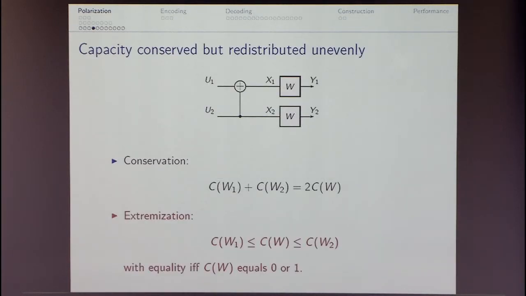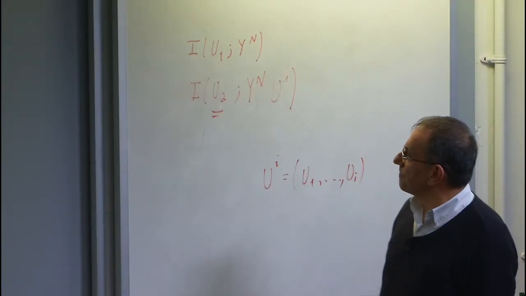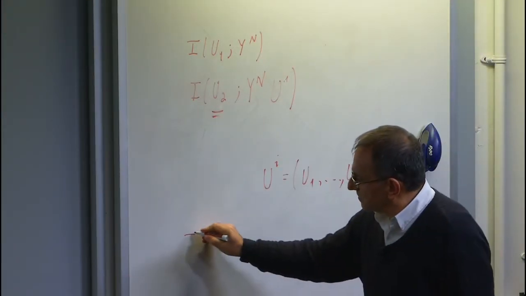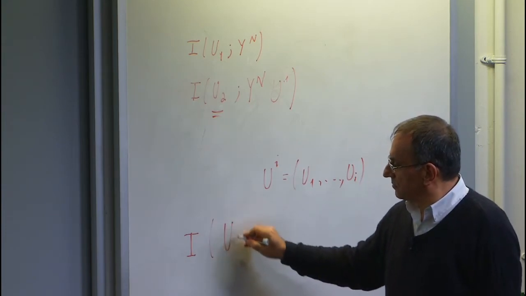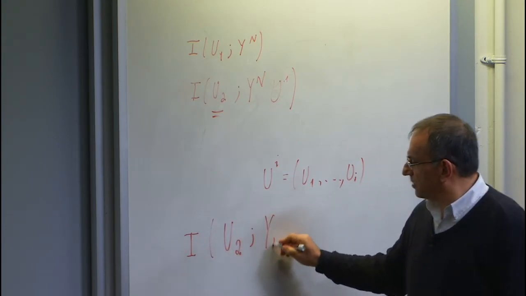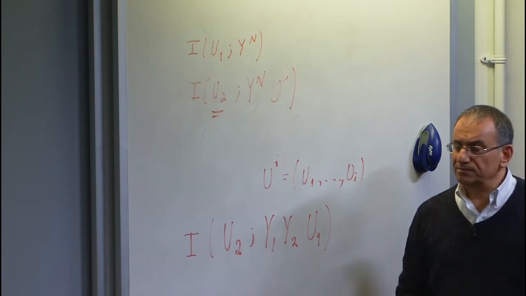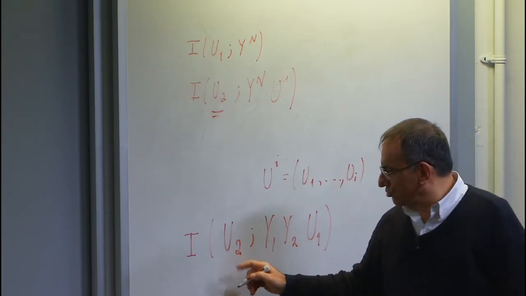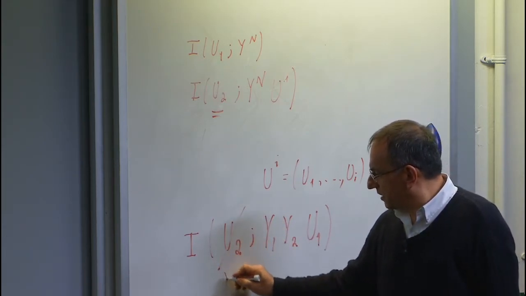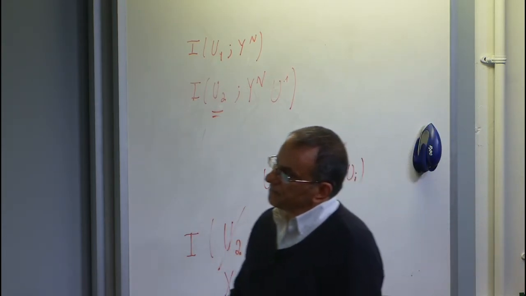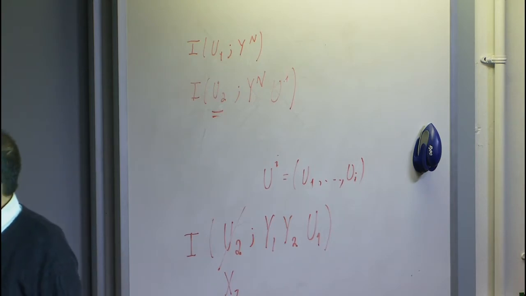The second bit channel, this one. Okay, let's write it again. I of U2. The channel output is Y1, Y2, and U1. So U2 is equal to X2. U2 is equal to X2 here.